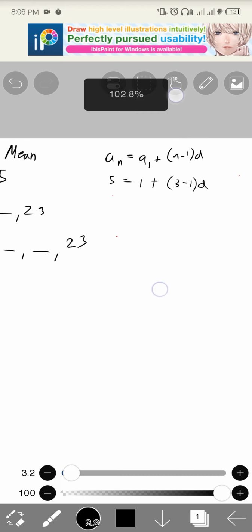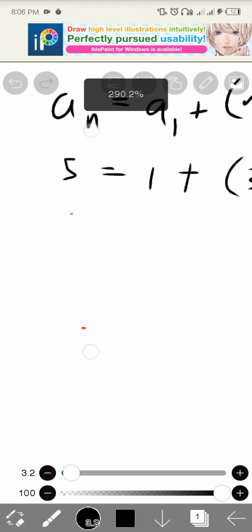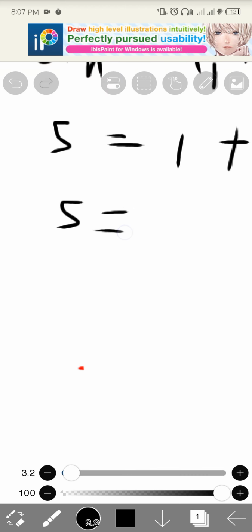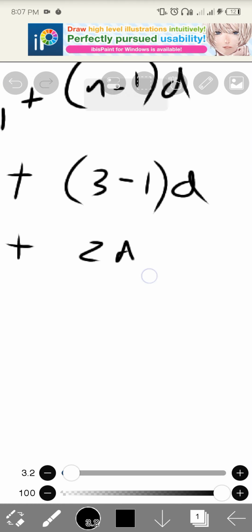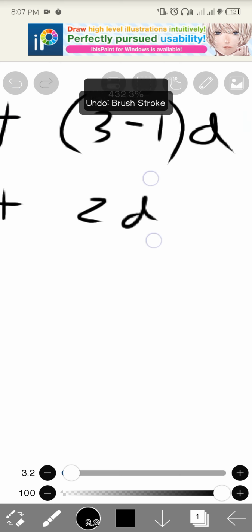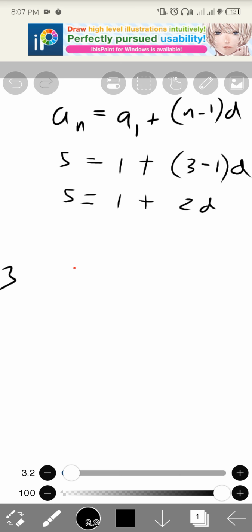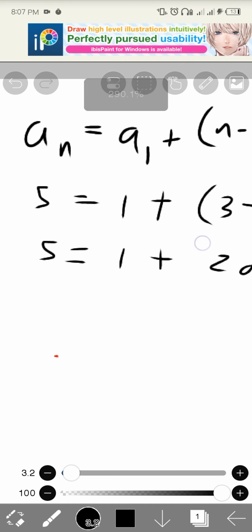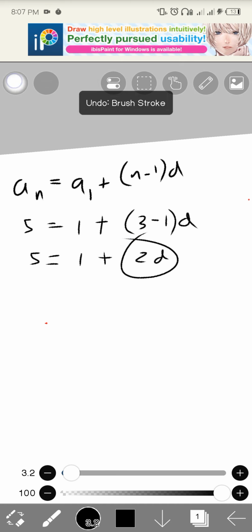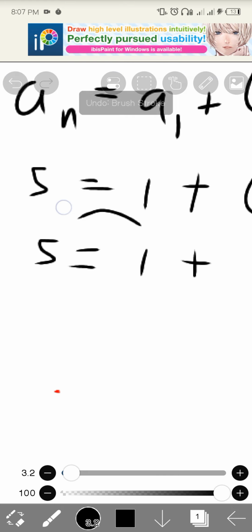So now, 5 equals 1 plus 2d. Next step is to group the terms that are different. We group them separately. The variable term stays put, while the constant gets moved to the other side. And we all know that if a number is moved to the other side, it swaps sign.